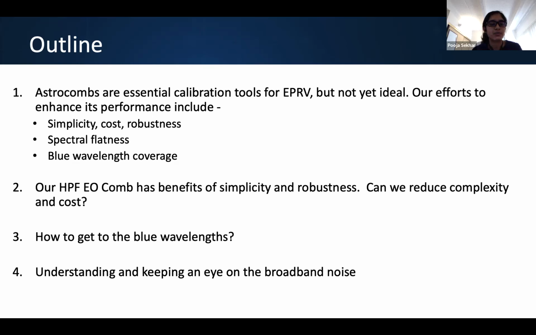Our electro-optic comb, which has been installed at the HPF spectrograph, has the advantage of simplicity and robustness. So in this talk, we are trying to address 2 main questions: whether we can reduce the complexity and cost of these astrocomb technologies, and what is the efficient way to generate blue wavelengths from our near infrared comb. Finally, I'll briefly talk about the broadband noise, which is inherently present in all these higher rate combs, and why it is important to mitigate it.